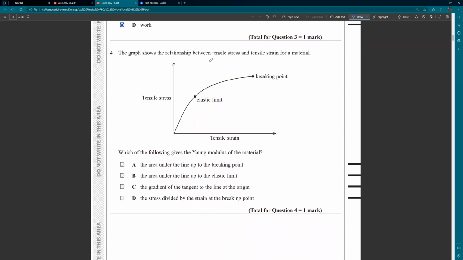The graph shows the relationship between tensile stress and tensile strain for a material. Which of the following gives the Young's modulus of the material? Well, I know that Young's modulus, E, is equal to stress over strain. And looking at this graph, that would be the gradient, right? Stress over strain would give you the gradient. So it's not the area under the graph. It's not the area, so it's not A or B. The gradient of the tangent to the line at the origin. Good. So it will be the gradient of the straight line region, so the tangent to the line at the origin. So answer is C.